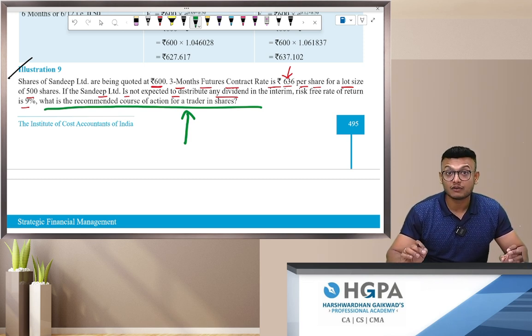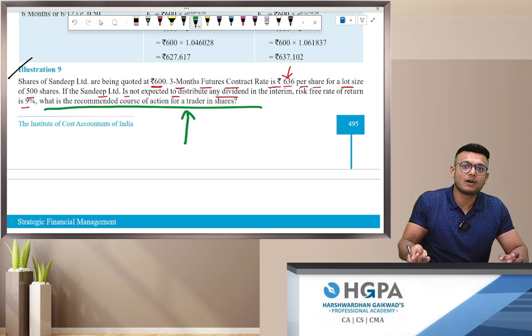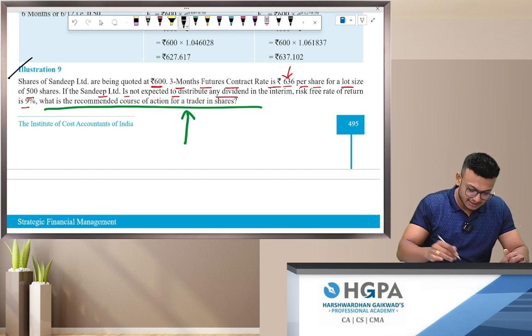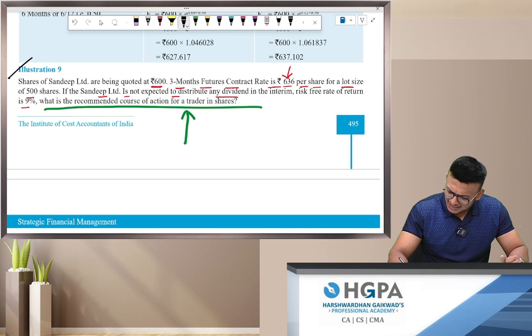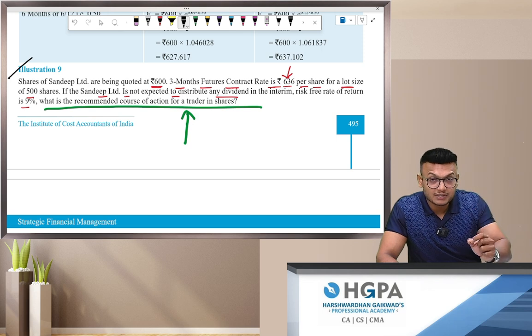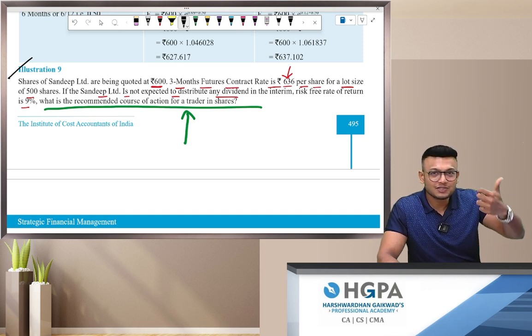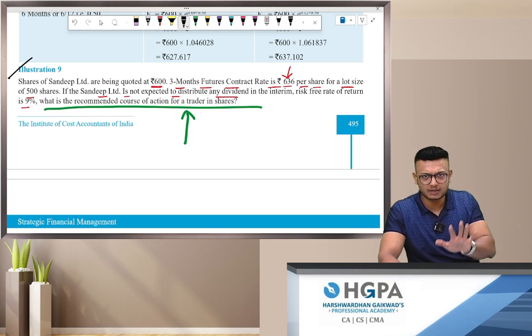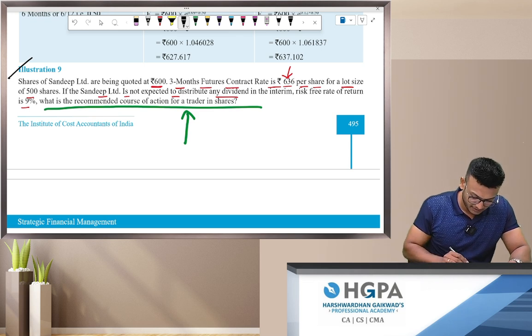So for that, the first step is what? The theoretical market price. Can we do this? It's a very simple question. See, in these two questions, what is the one common point? There is no dividend involved. Above also, there was no dividend. After this question, dividend will also come, so don't take tension.